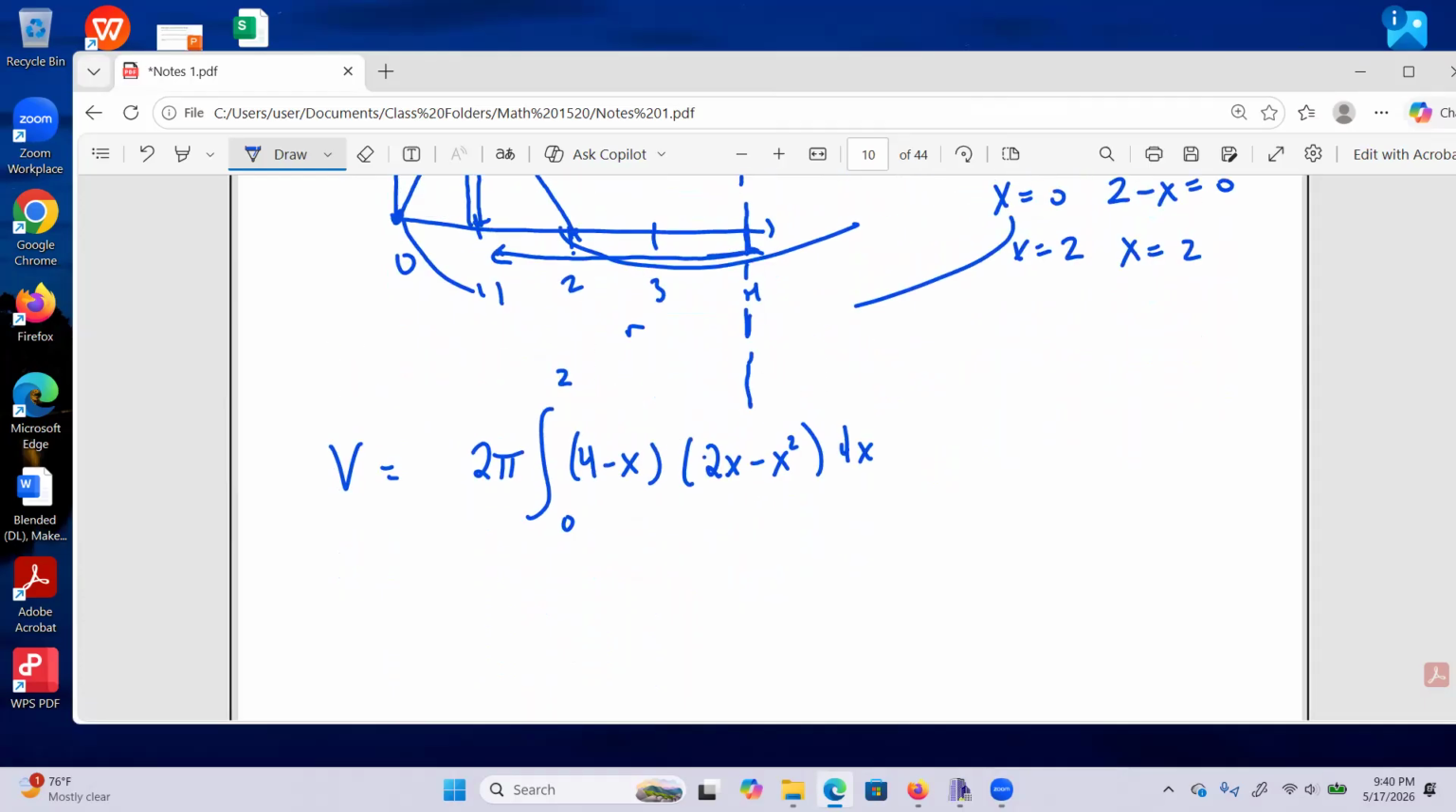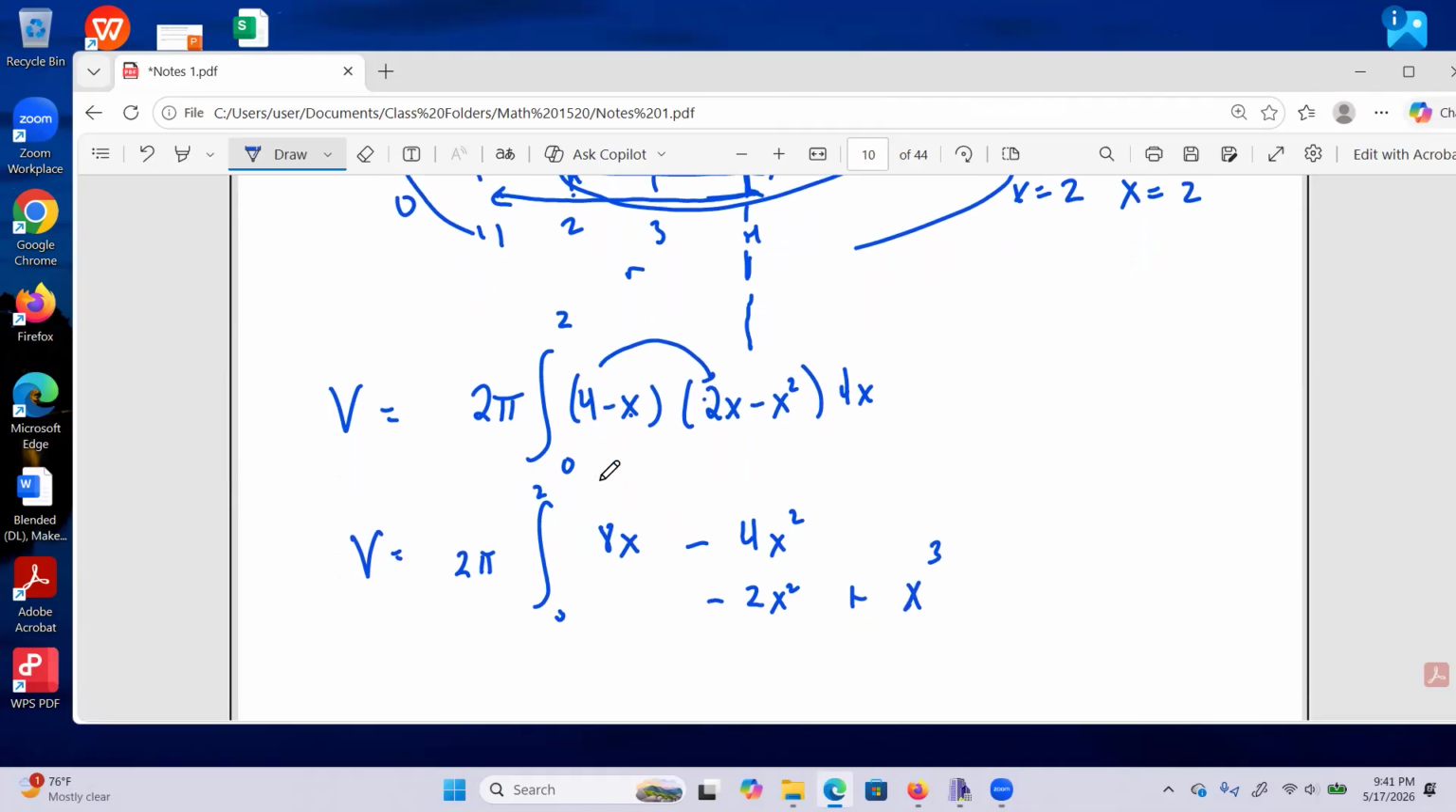So volume equals 2 pi integral from 0 to 2, and I'm just going to multiply this out. We have an 8x, that's 4 times 2x, minus a 4x squared. And we have a minus here, so minus 2x squared, that's my minus x times 2x. Then we have a plus x times x squared, which gives me an x cubed.